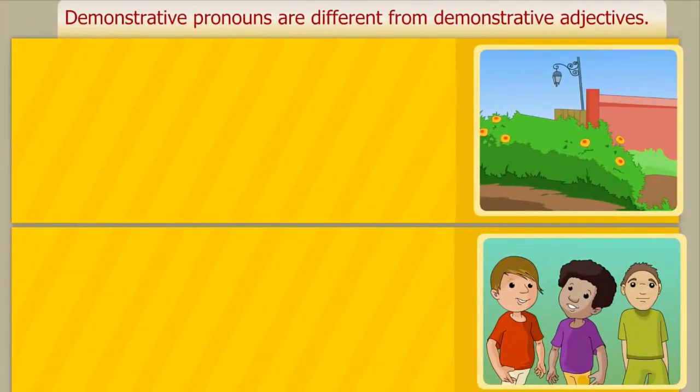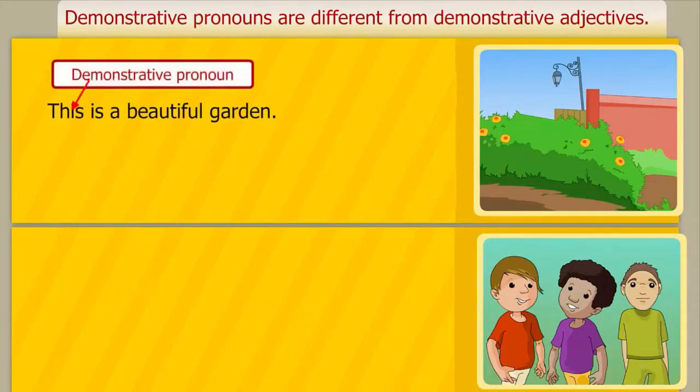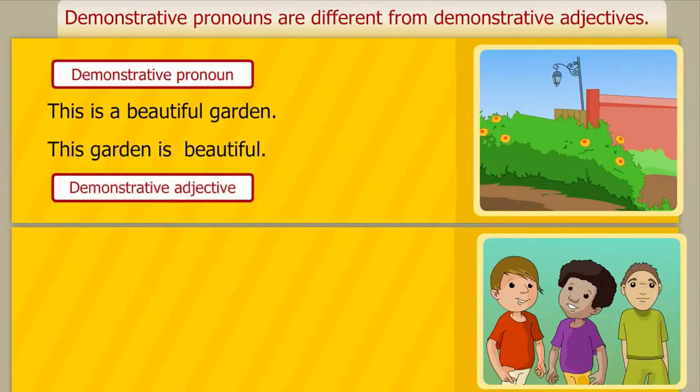It's important to note that demonstrative pronouns are different from demonstrative adjectives. Look at the following sentences to understand the difference. This is a beautiful garden. Here this is a demonstrative pronoun. This garden is beautiful. Here this is a demonstrative adjective which describes the garden.